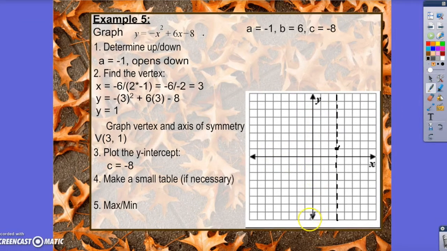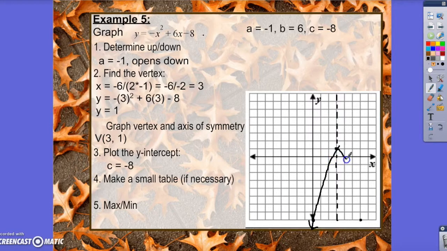Along the y-axis, I go down to -8, plot my point. Now, how to do the third point? If I have 2 points already graphed, I could easily use this axis of symmetry to help me do my third one. I have a point, well, the vertex, I have a point to the left. I now need one to the right of the line. I'm 3 to the left, I go 3 to the right, plot it, and connect them.